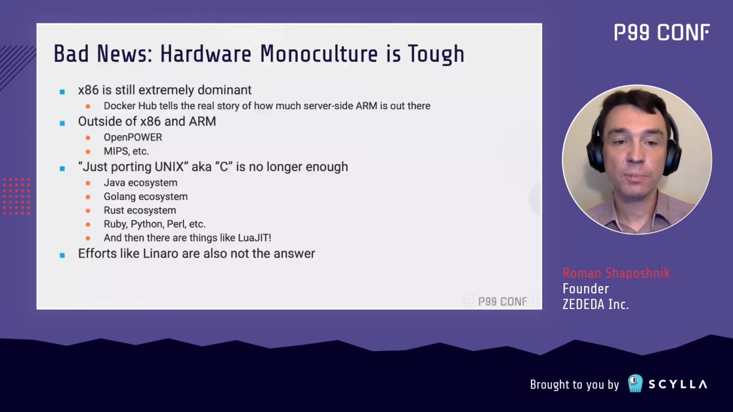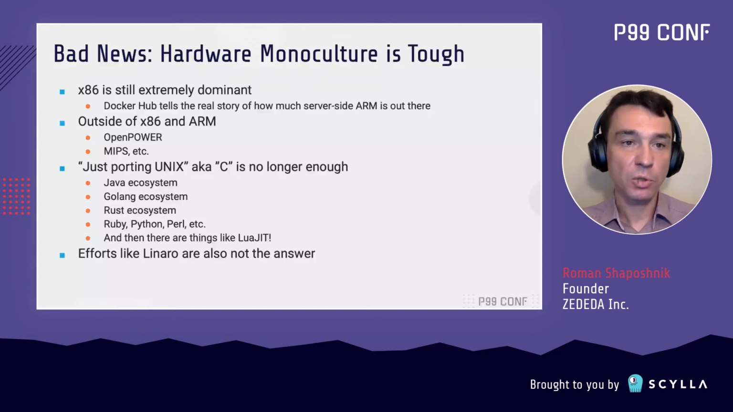And it used to be that just porting Unix, AKA C, was enough. It's no longer enough, because we have all of these other amazing language ecosystems. And finally, a long way back, ARM thought that maybe we don't have to rely on the community as much. Maybe we can just pay people to port all of that amazing software. And Linaro got created, but that didn't really work out as well. So the key takeaway from here is the community is super important, but also being smart is very important.